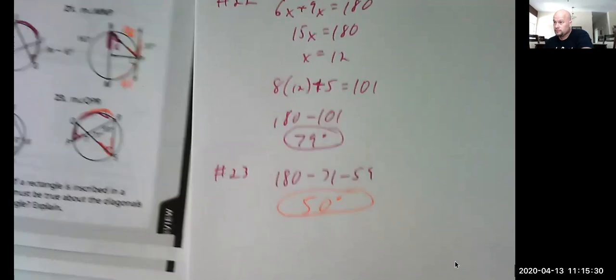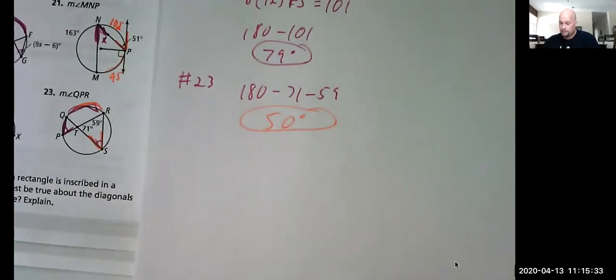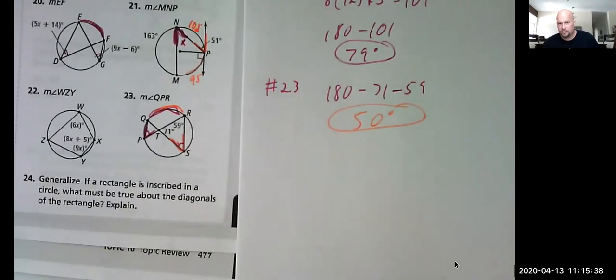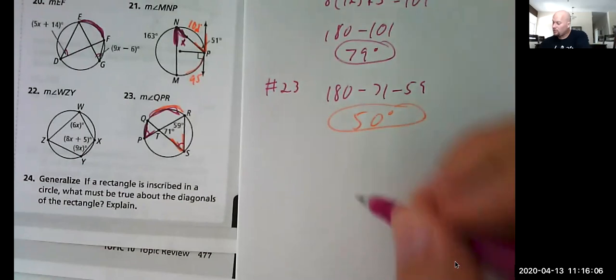24. Let's scoot it over so we can read it. If a rectangle is inscribed in a circle, what must be true about the diagonals of the rectangle? So if it was inscribed, since the angles are all right angles, that means that the diagonals would have to be diameters, because if you have a right angle inscribed into a circle, it's actually going to be inscribed into a semicircle because it's going at the ends of the diameter.